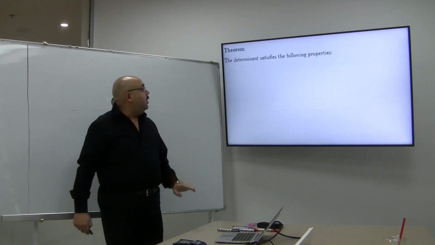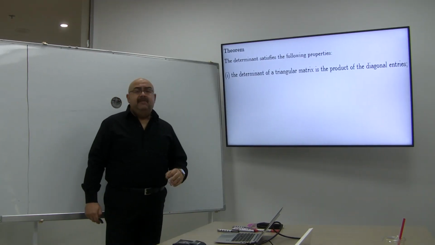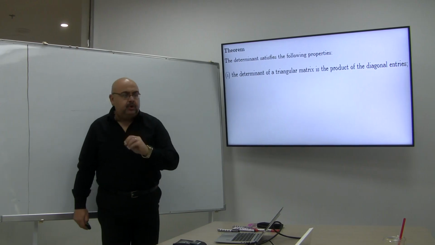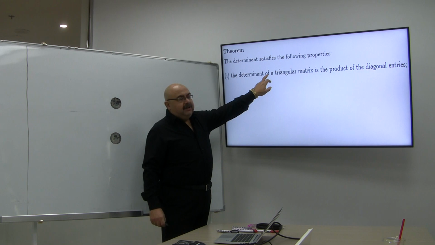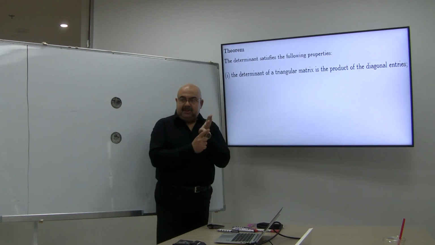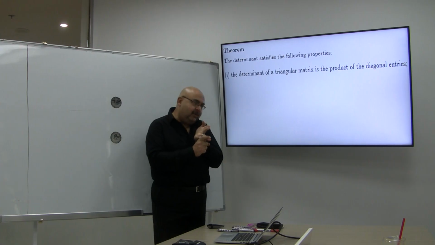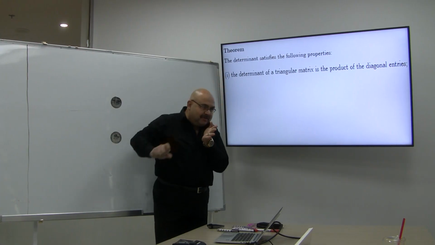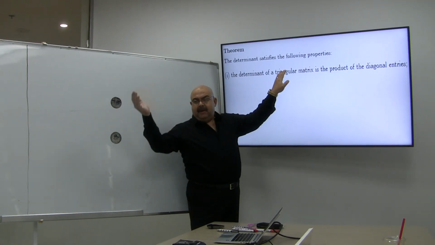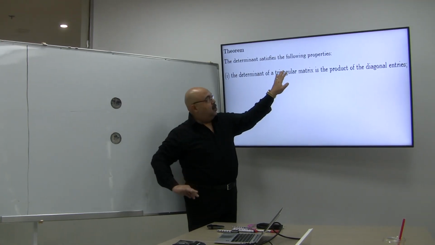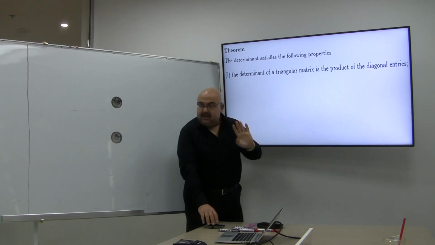Okay. The determinants satisfy the following properties. Those are really very important, and of course, you know most of them. The first one: the determinant of a triangular matrix, or a diagonal matrix, they are the same. The value of the determinant will equal the multiplication of the elements on the principal diagonal. So the determinant of a triangular matrix, either upper triangular or lower triangular, is the product of the diagonal entries.